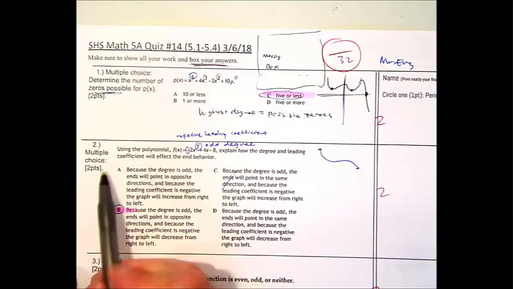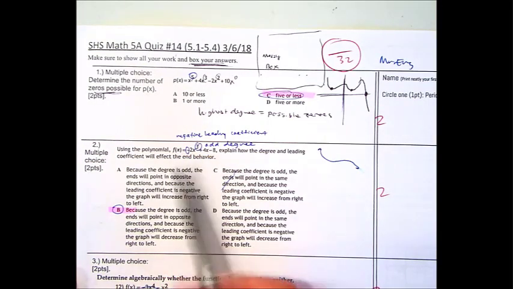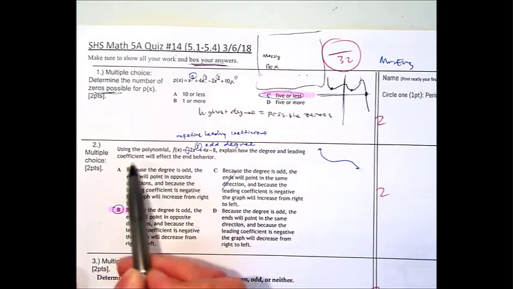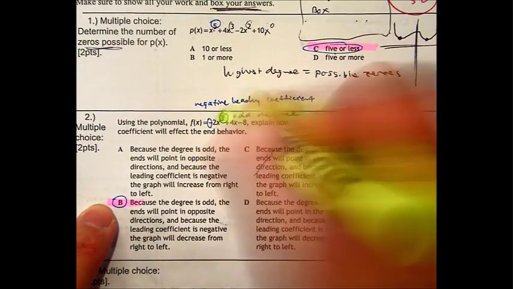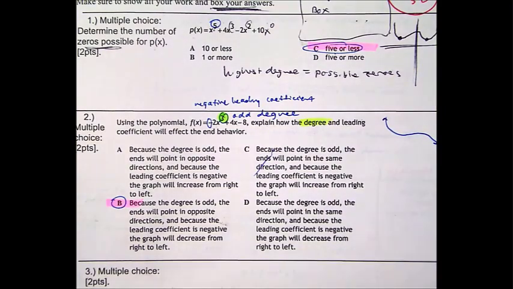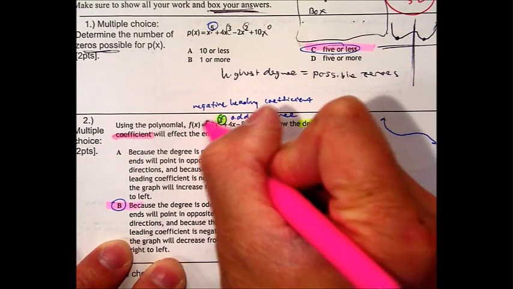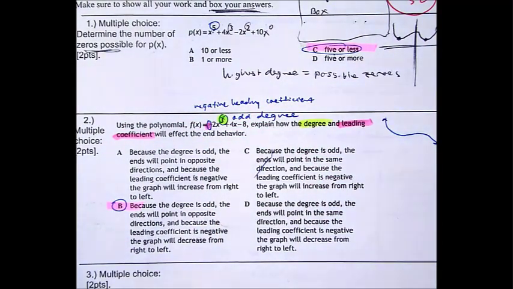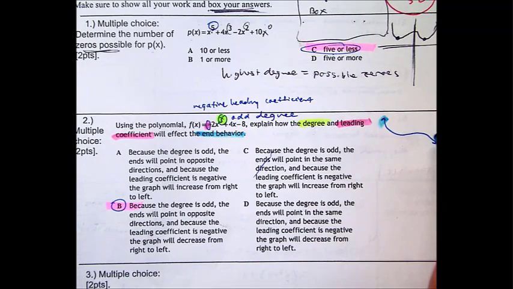Use the polynomial f of x equals negative 2x cubed plus 4x minus 8 and explain how the degree and leading coefficient will affect the end behavior. So the word degree is referring to the exponent. And the leading coefficient is talking about that negative, if there's a negative sign in front. And the word end behavior is just talking about those arrows.